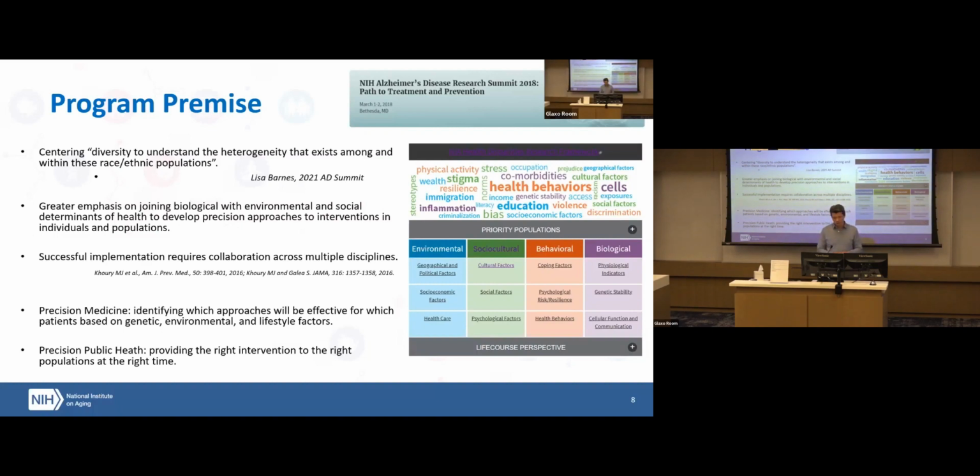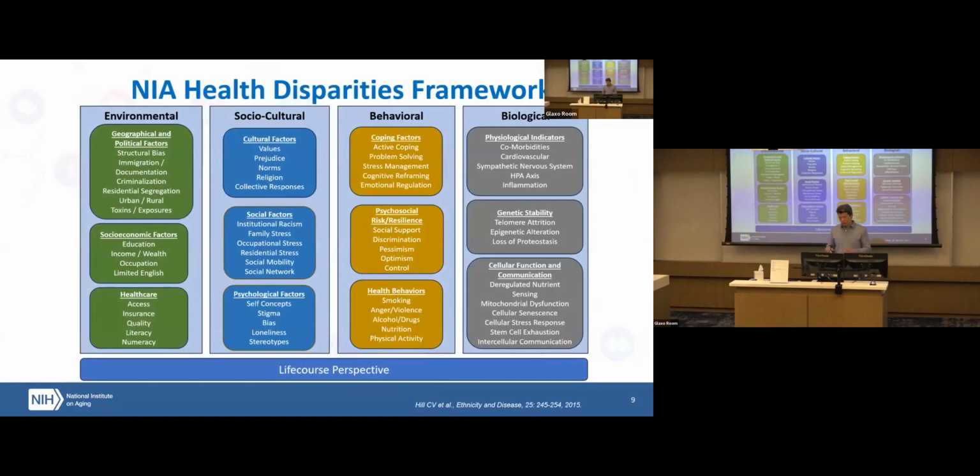But the successful implementation really requires collaboration across multiple disciplines, not just sociology, but also epidemiology, biostatistics, economics, and really moving from a precision medicine approach, where you're identifying approaches that will be effective for patients based on specific genetic, environmental and lifestyle factors, to precision public health, where we're really trying to provide the right intervention at the right time to the right populations.